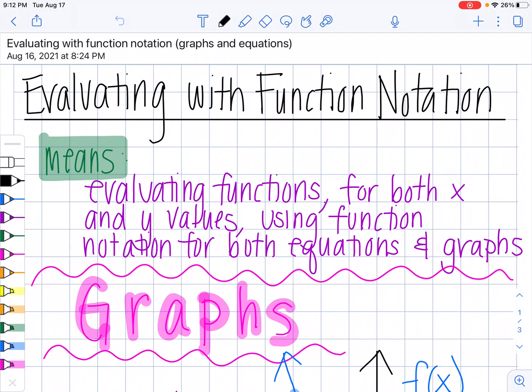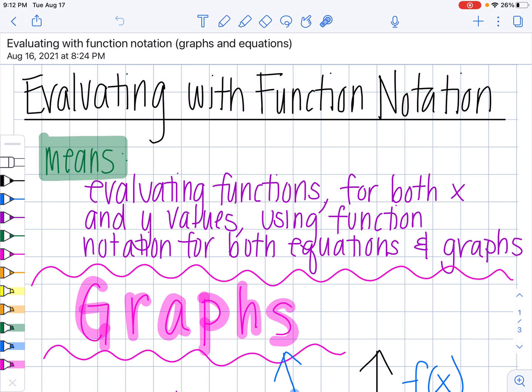Hi there! In this video, we're going to talk about evaluating with function notation. This is a follow-up video from the function notation video about what is function notation. So what does it mean when I'm evaluating with function notation?